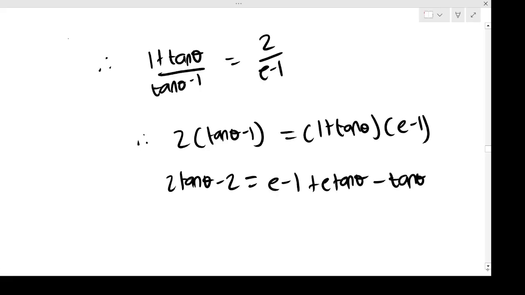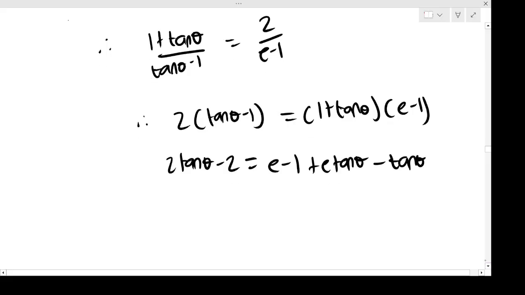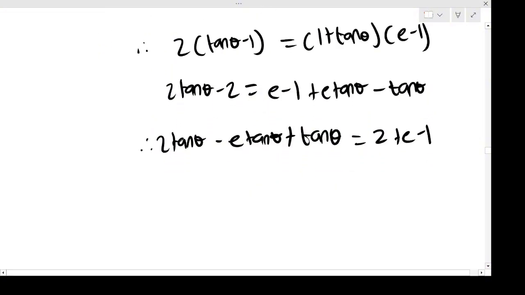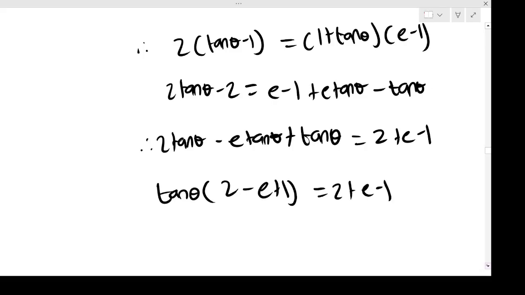And so if I want to rearrange for just tan theta, then I move all the tans to one side. So 2 tan theta minus e tan theta plus tan theta is going to be 2 plus e minus 1. Hopefully happy with rearranging for tans on one side and the numbers on the other. Okay, then I can factor the tan out. So I have tan theta of 2 minus e plus 1 is 2 plus e minus 1.